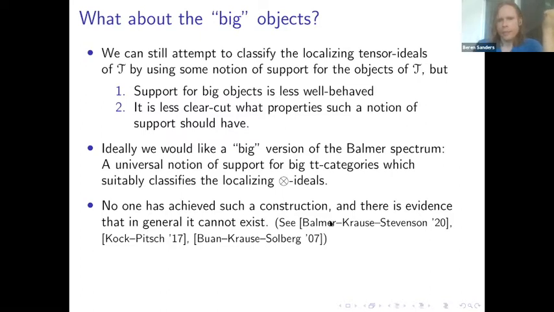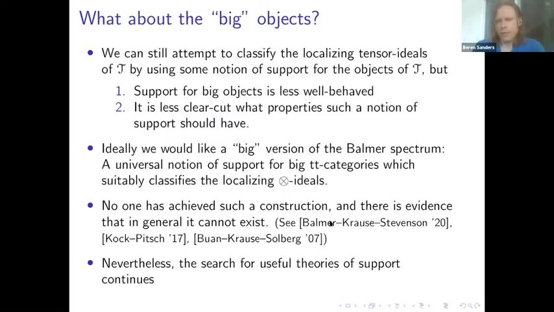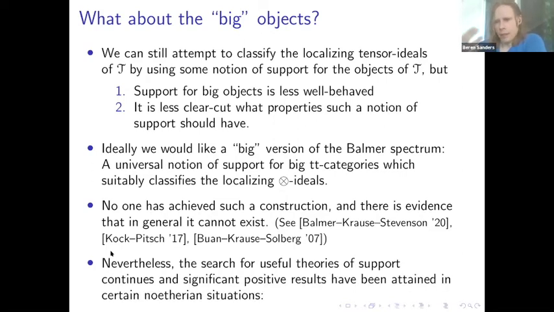So we don't have a universal notion of support for these big tensor triangulated categories. There's evidence that maybe such a thing can't exist, but nevertheless, we still try to find useful theories of support for big objects, and people are able to obtain some significant positive results in certain Noetherian situations.